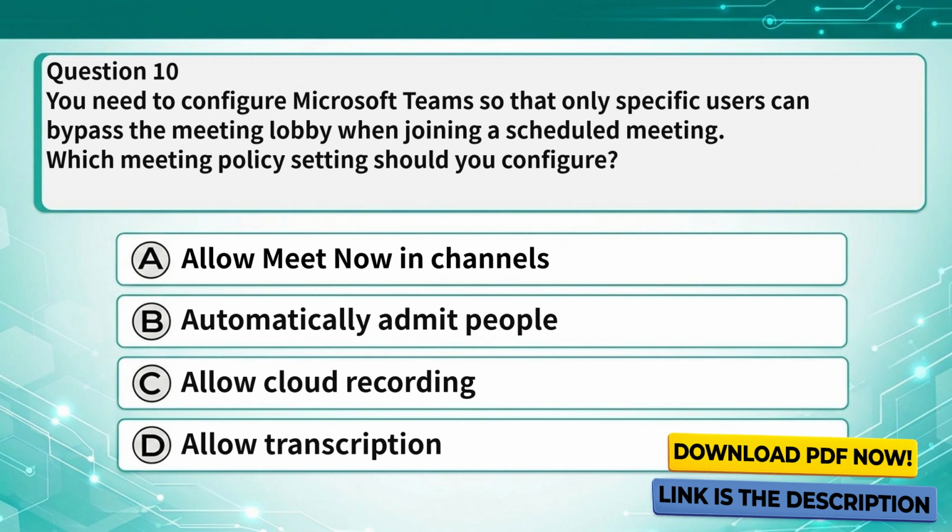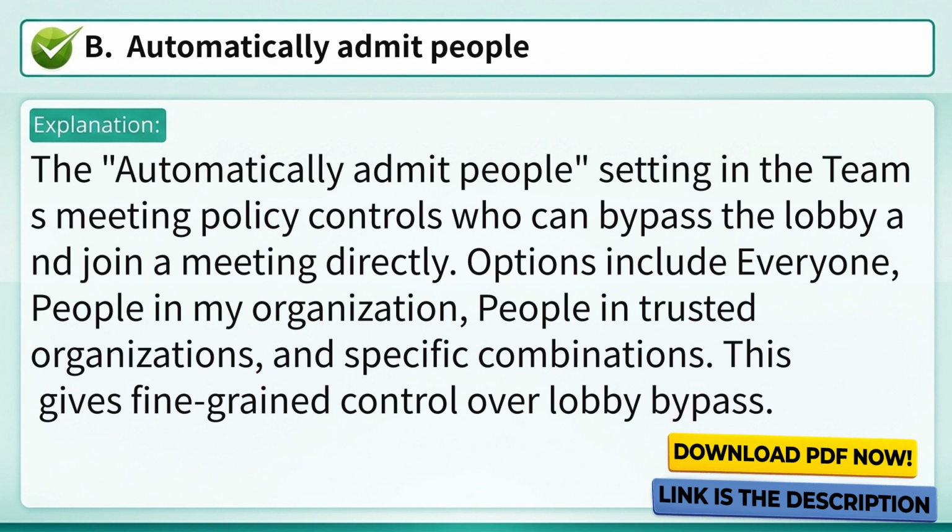Question 10. You need to configure Microsoft Teams so that only specific users can bypass the meeting lobby when joining a scheduled meeting. Which meeting policy setting should you configure? A. Allow Meet Now in channels. B. Automatically admit people. C. Allow cloud recording. D. Allow transcription. Correct answer, B. Automatically admit people.